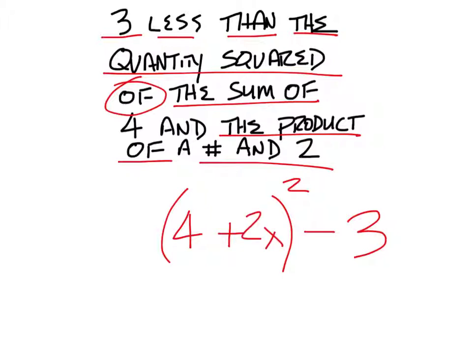If I were going to say this from left to right, I would say the quantity squared of 4 plus 2x, close the quantity, minus 3. If I just say quantity squared of 4 plus 2x minus 3, it's implied that the minus 3 would be inside the parentheses. That's why we say close the quantity every now and then, because it's absolutely necessary.